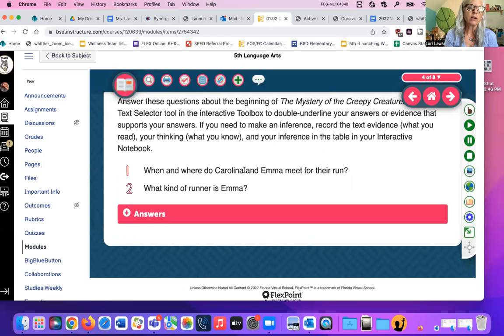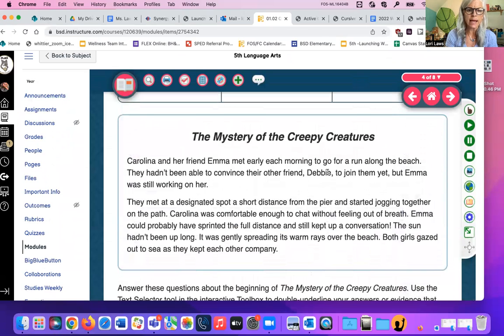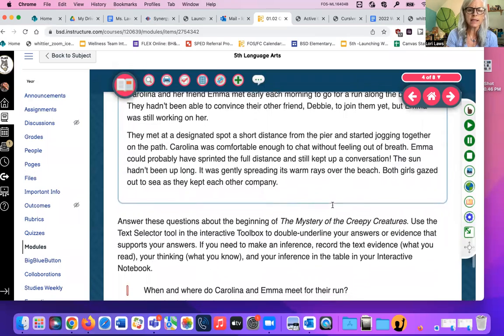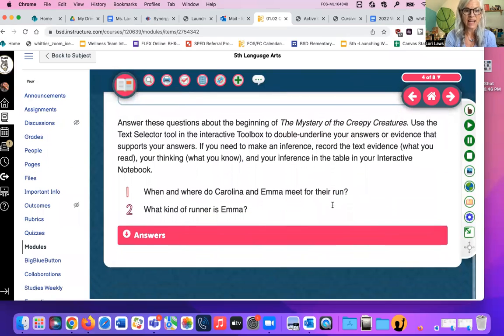So when and where do Carolina and Emma meet for their run? I think the text explicitly stated that. So if I were going to find that answer, I would look back in the text and find it along the beach, I guess. They met at a designated spot a short distance from the pier. So I would have to take the time to go back in the text and find that answer.